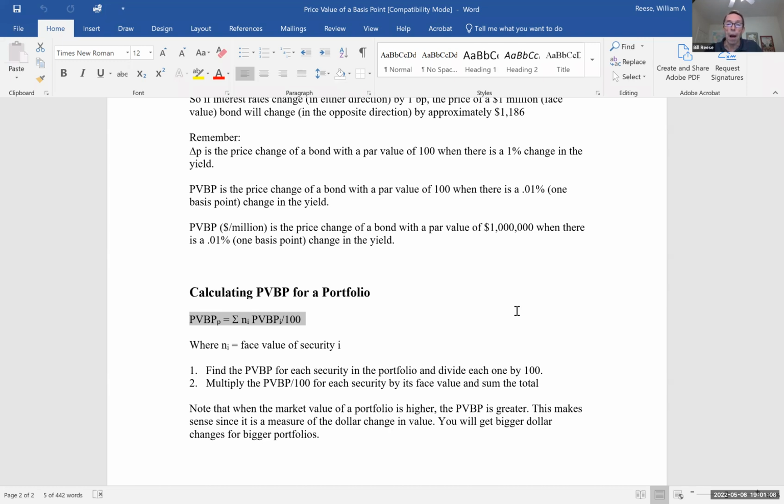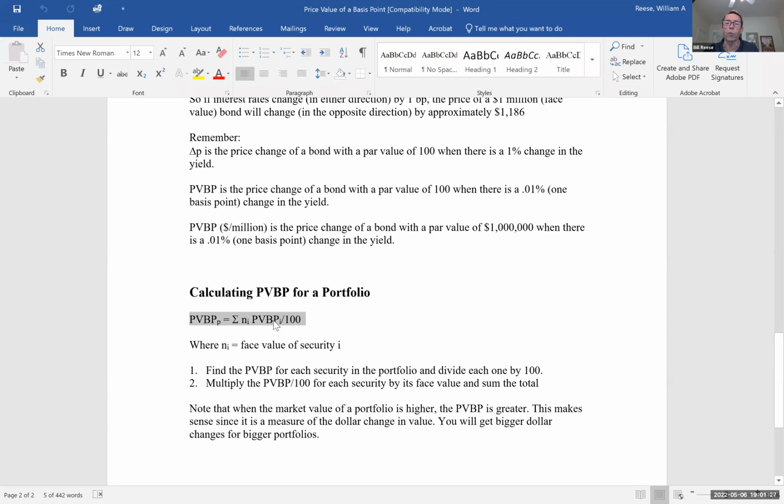First, N sub i, which is going to be the face value of security i. So in other words, we're going to take the face value of each security, and we're going to multiply that by the price value of a basis point for that security divided by 100. So why are we doing this? Well, let's think about it.